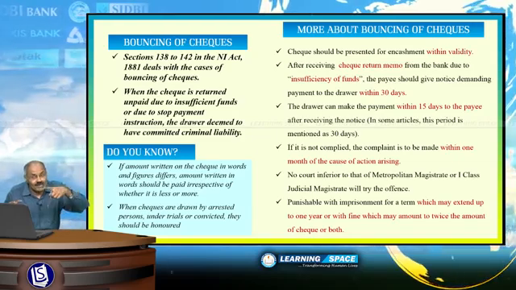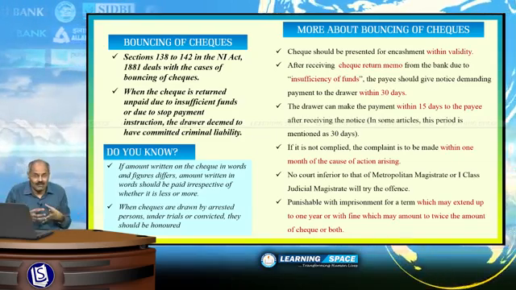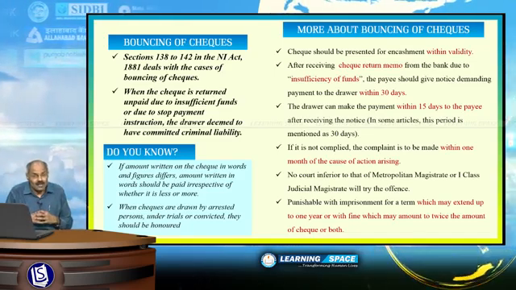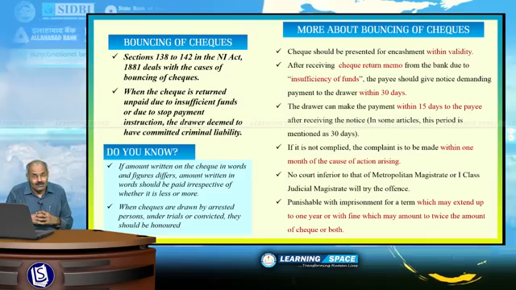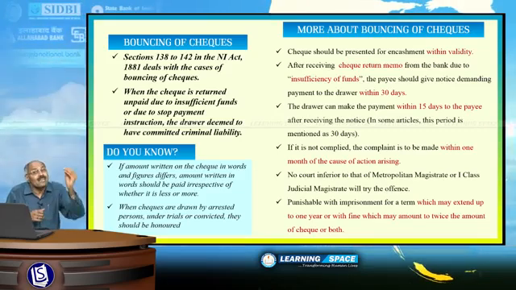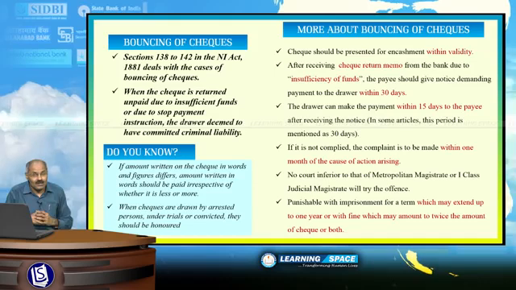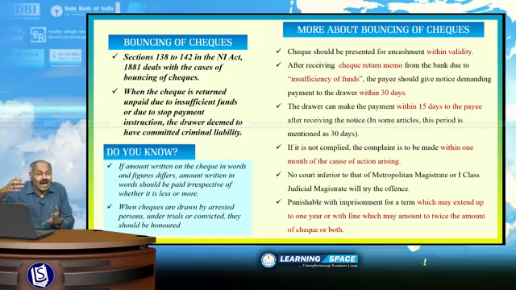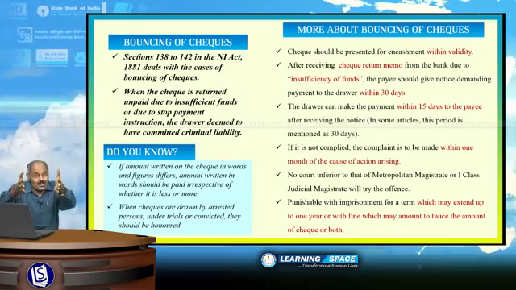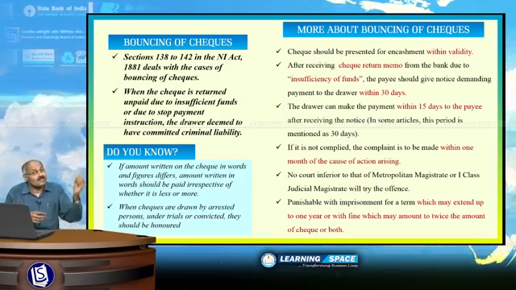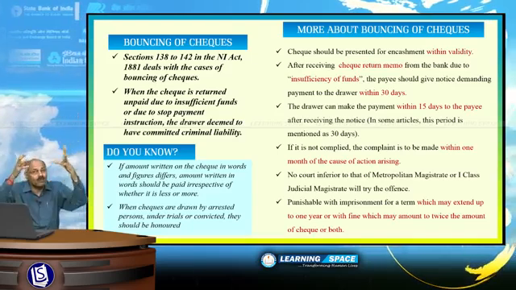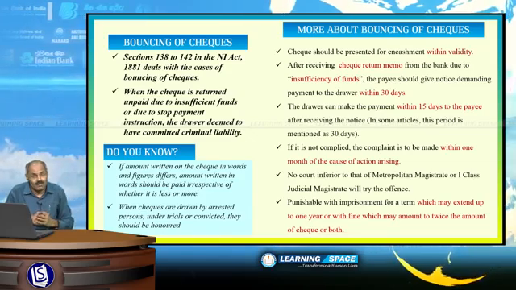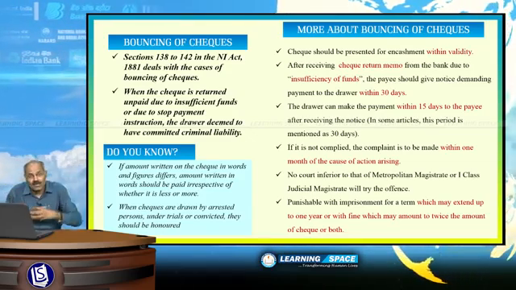The name given to it is dishonor of the check, and when the check is dishonored, then ultimately the payee can take legal recourse. When the check is dishonored, then payee can approach some court, and the procedure is listed here. You can go through this procedure. Sections 138 to 142 of Negotiable Instrument Act deals with the cases of bouncing of checks, right? And the procedure I have listed out here.